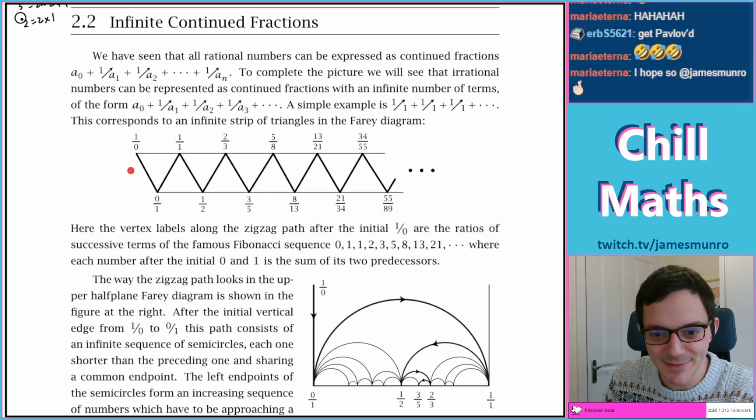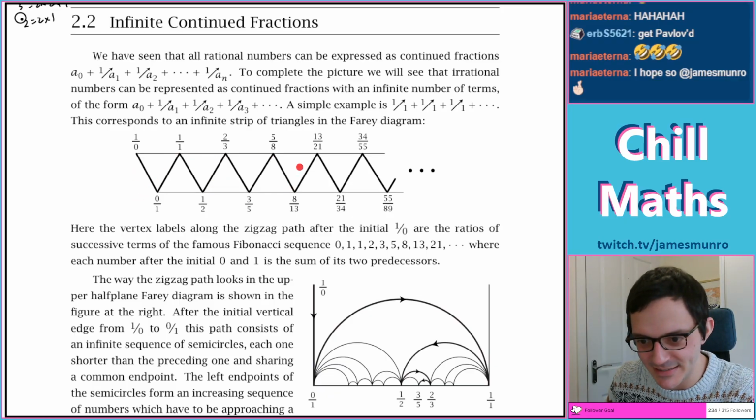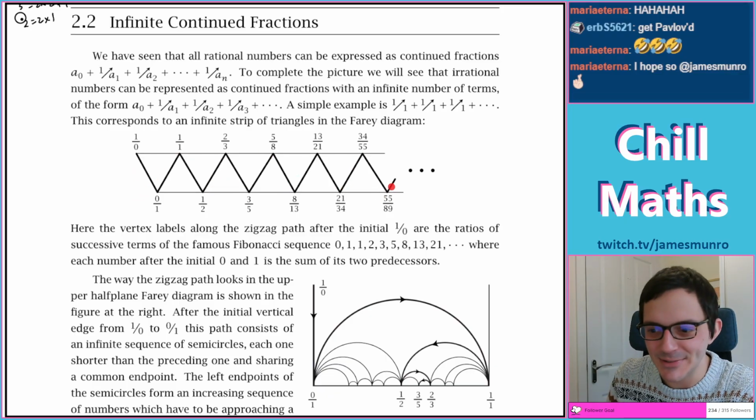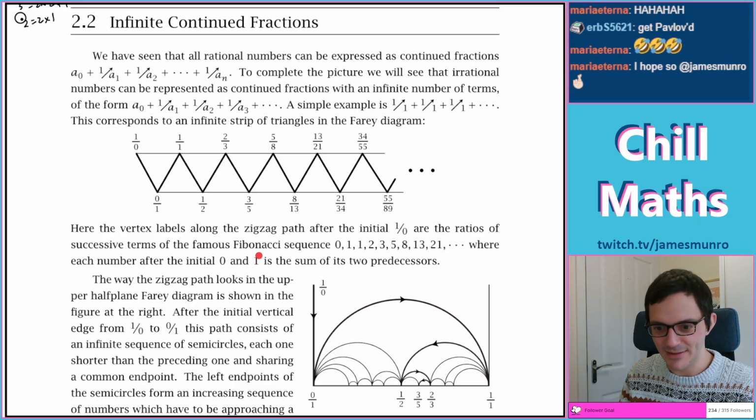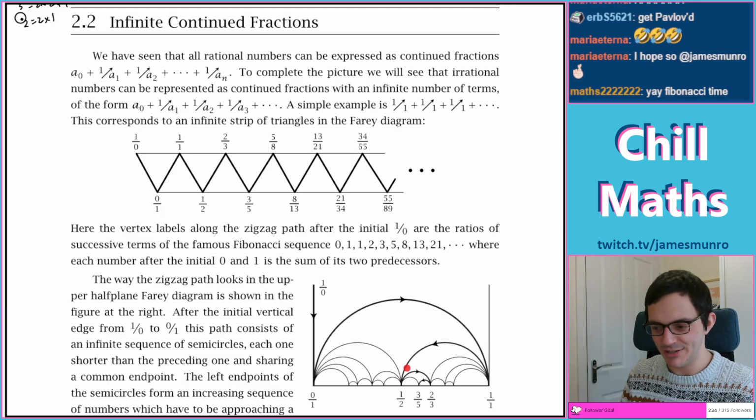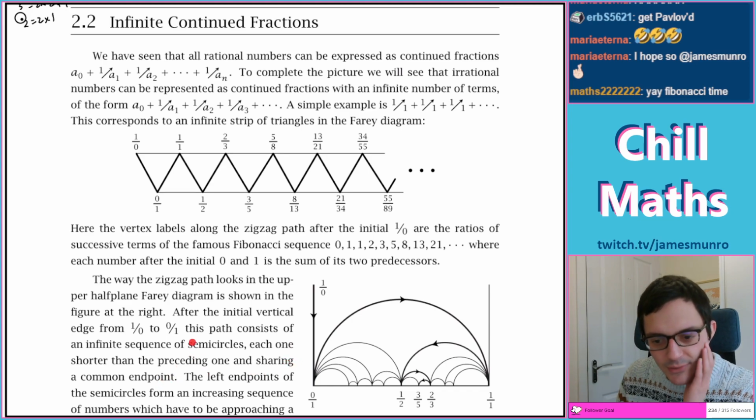Right, here we are. Here's the Fibonacci numbers making yet another guest appearance in this sequence of events. Yes, the famous Fibonacci sequence. Here it is in the upper half plane diagram, bouncing around. It keeps changing direction every time. I'm trying to speedrun the Fibonacci section here because we have already talked about this. Each one's shorter. Ooh, right, hang on.